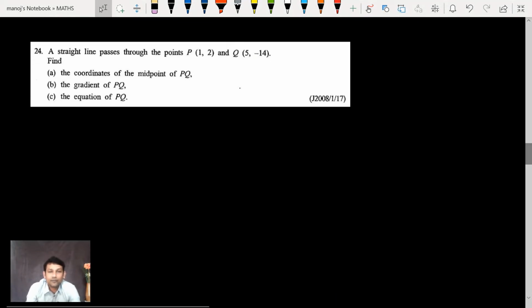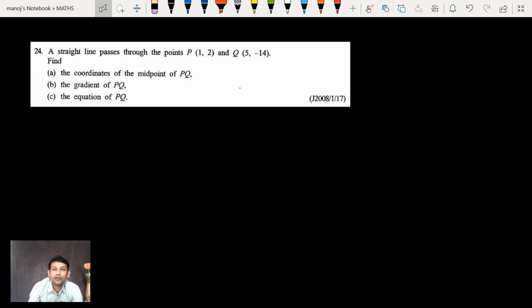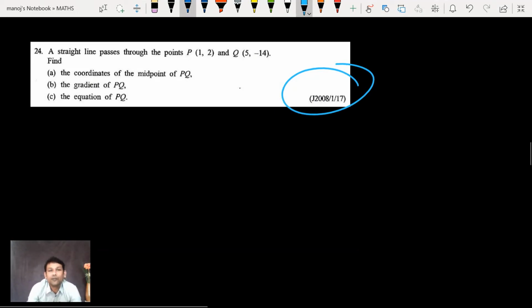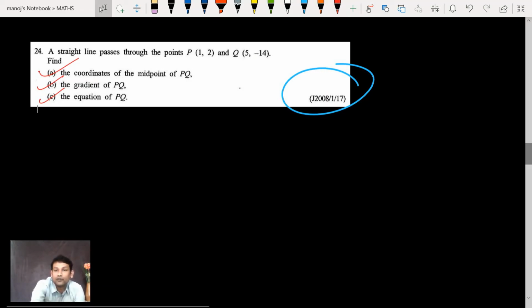A straight line passes through the points P and Q, and this is the question from June 2008, paper 1, question 17. We have a number of questions in paper 1 as well as in paper 2. Straight line P and Q, coordinates of the midpoint. I think there is no problem to find the midpoint, and the midpoint, gradient and the equation. I think we have done this type of question. This you can try.